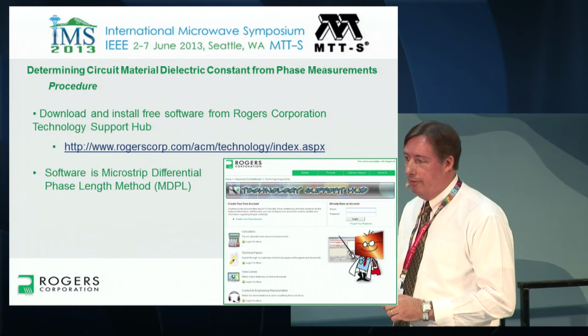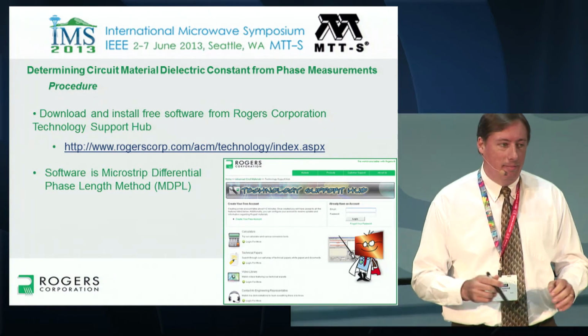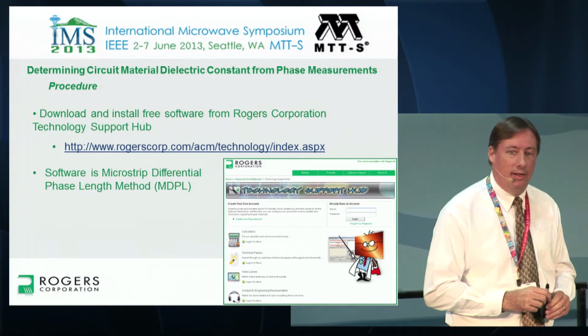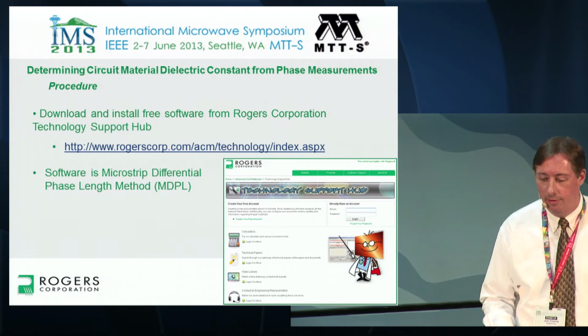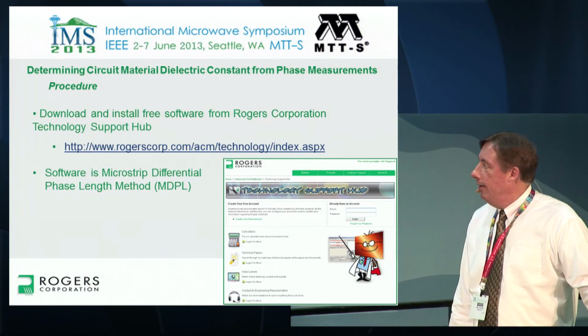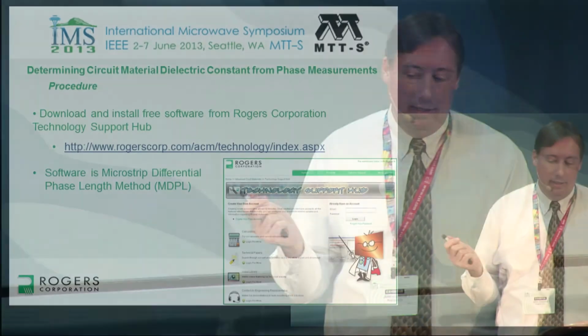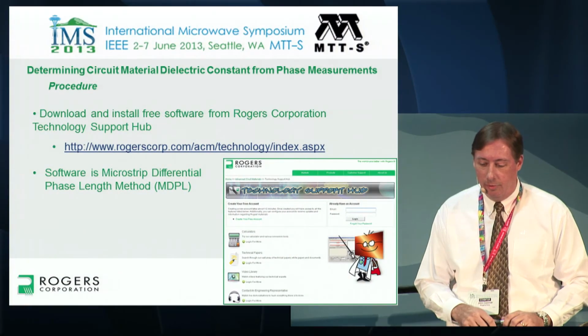So once you have the circuits measured, and again, everything being the same except for the physical length, now you need to get the software, obviously. So you go to our Rogers Technology Support Hub website, download the software, and this is the link for that download. As part of the download, you can also download the user manual, which I'd highly recommend. The user manual tells you how to install the software, which is pretty simple, but also gives you examples about how to use the software. It gives you a lot more details of the theory behind the microstrip differential phase length, and it also gives you a lot more examples of exactly how the software works.